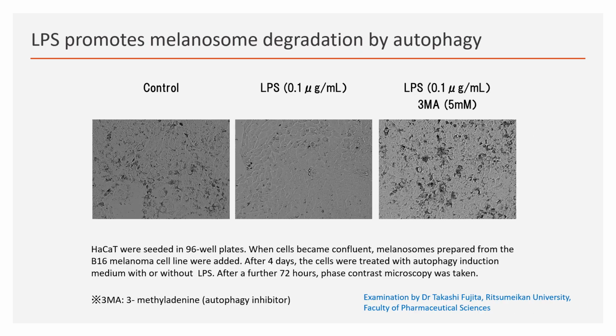This photo shows an experiment to see whether LPS actually promotes melanin degradation. The left photo shows keratinocytes that have taken up melanosomes. In the middle photo, LPS is added to them. In the right photo, a reagent that inhibits autophagy is added together with LPS. Among these 3 photos, only the middle one is white. This shows that LPS promoted keratinocyte autophagy, resulting in a fast degradation of melanin. In this way, LPS also helps increase skin clarity.